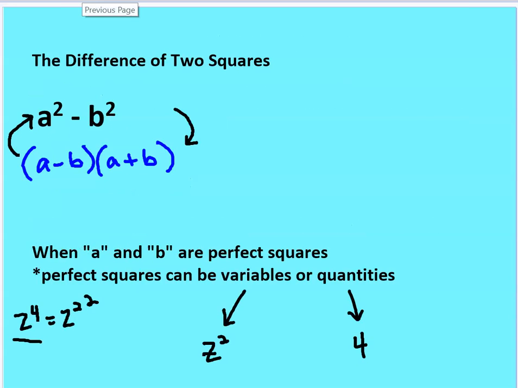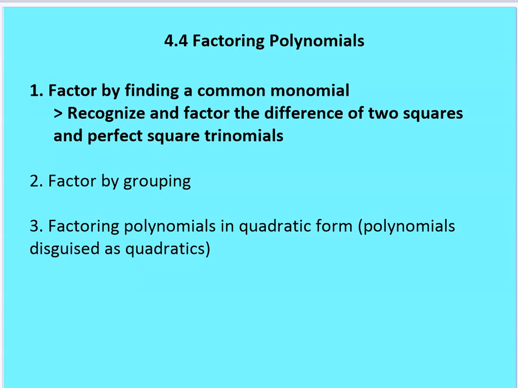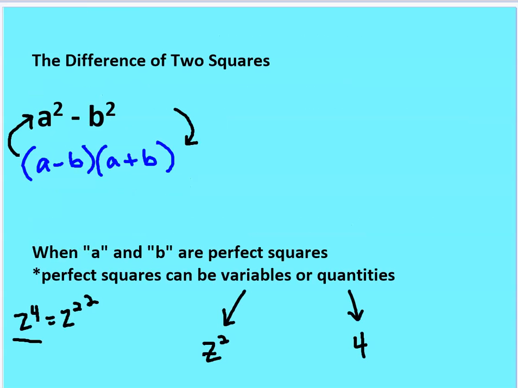Okay, so let's talk about the first, finding common monomials and recognizing specific product patterns. The difference of two squares is a product pattern you're going to run into in different parts of your math career, especially moving forward into pre-calculus and calculus. The difference of two squares is just the difference between two squares, a squared and b squared, where a and b are perfect squares. So z to the fourth is a perfect square. That's z squared squared. Z squared is a perfect square. And 4 is a perfect square, it's 2 squared.